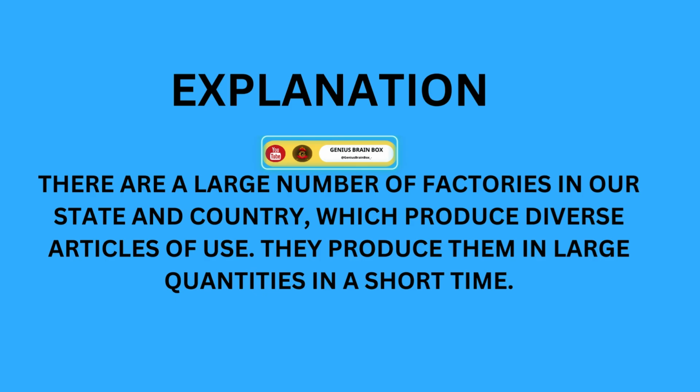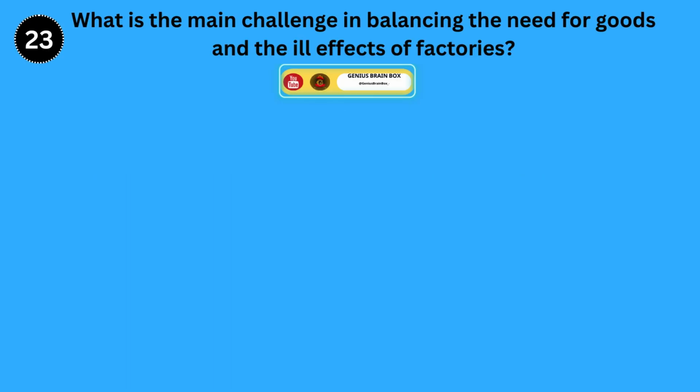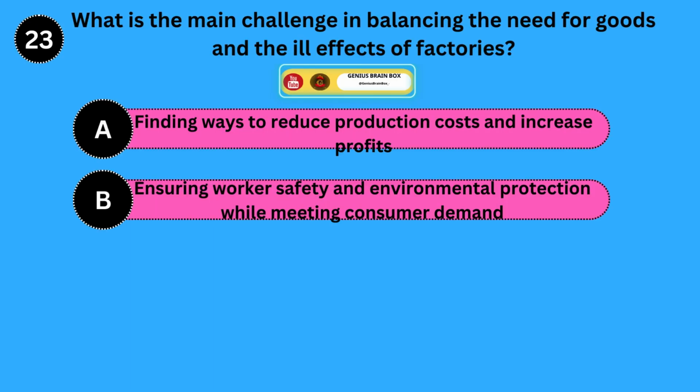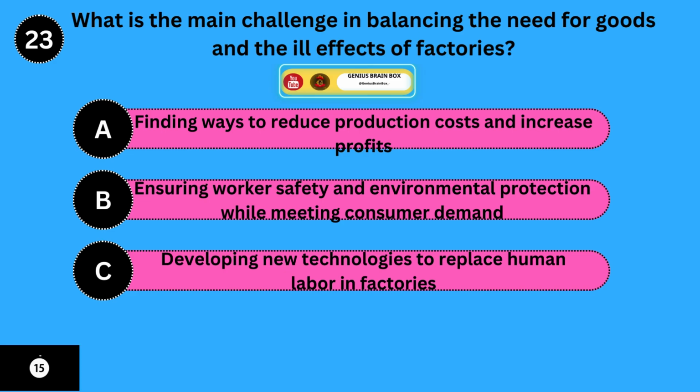Explanation. There are a large number of factories in our state and country, which produce diverse articles of use. They produce them in large quantities in a short time. What is the main challenge in balancing the need for goods and the ill effects of factories?